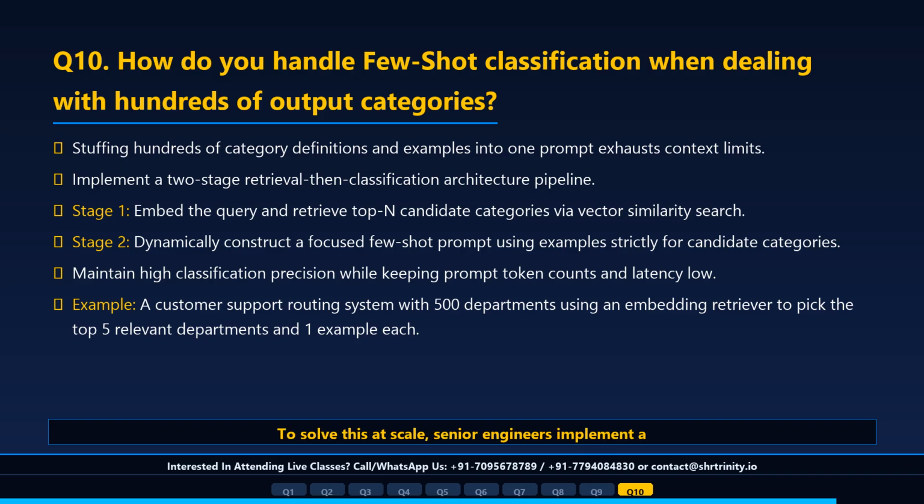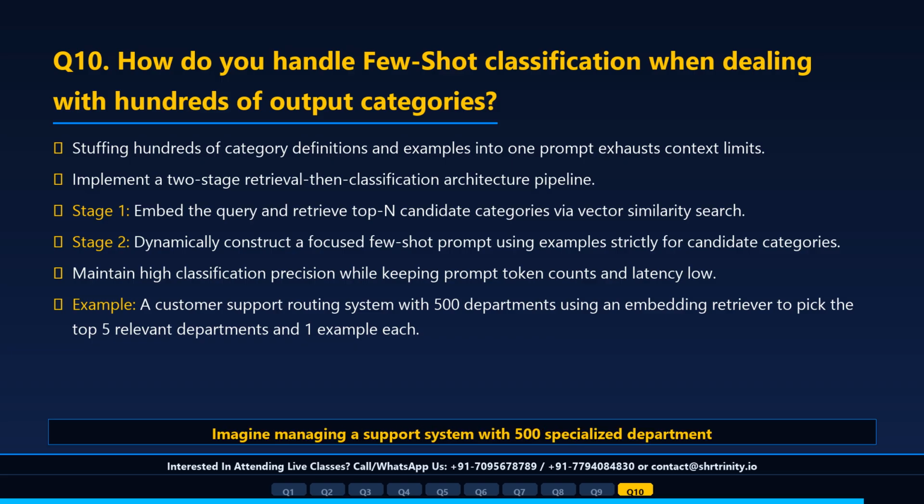To solve this at scale, senior engineers implement a two-stage retrieval-then-classification architecture. In the first stage, we use fast, lightweight vector similarity search to narrow down the massive list of potential categories to a small subset of likely candidates. In the second stage, we dynamically build a focused few-shot prompt that contains examples corresponding exclusively to those top candidate categories. Let me walk you through the practical support routing example to illustrate this flow.